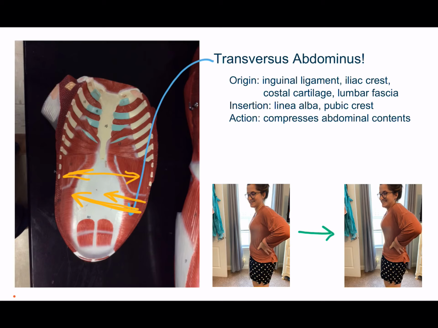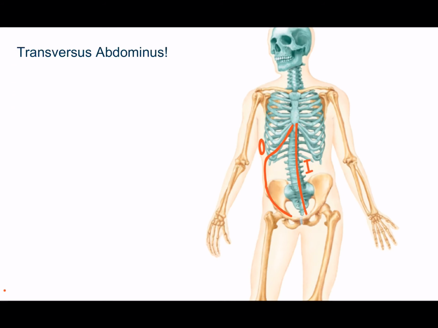which is what this picture is of me doing, but I didn't do a very good job of it. So your transversus abdominis is really big and it runs right here, which makes sense as to why it would take up this whole space. So sucking in your belly would be its job.